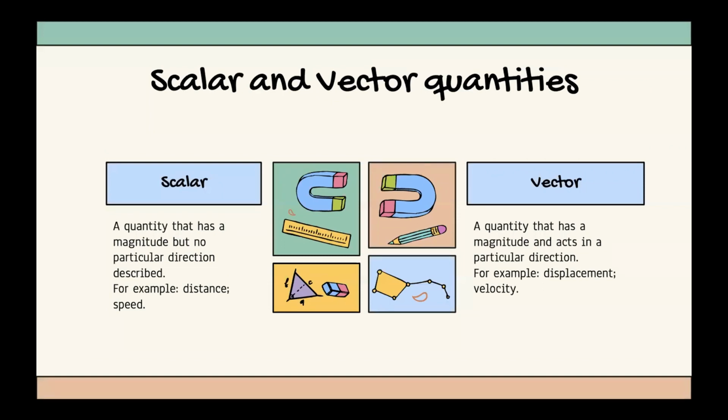Let us begin by understanding the difference between scalar and vector quantities. Scalar. Scalar is a quantity that has a magnitude, but no particular direction is described. For example, distance and speed. Vector. Vector is a quantity that has a magnitude, and it also acts in a particular direction. For example, displacement and velocity.